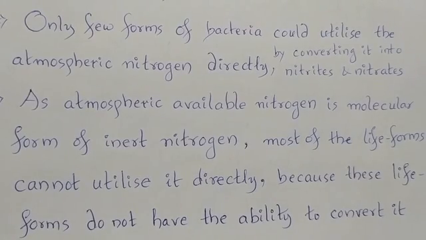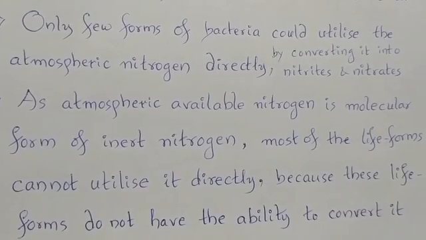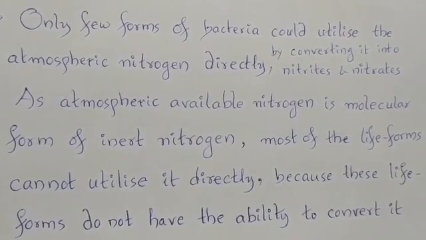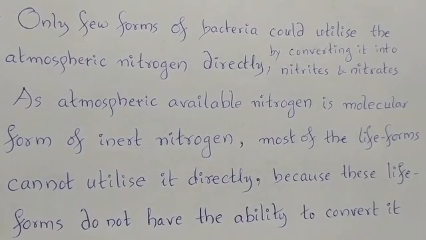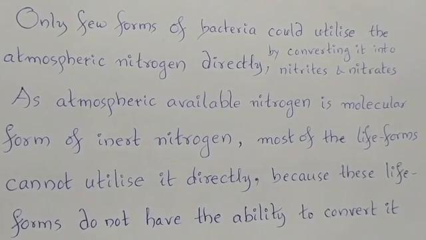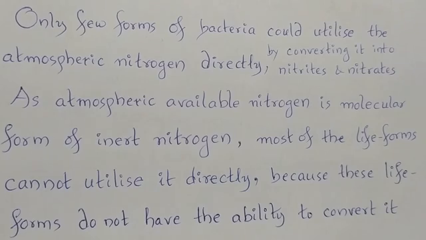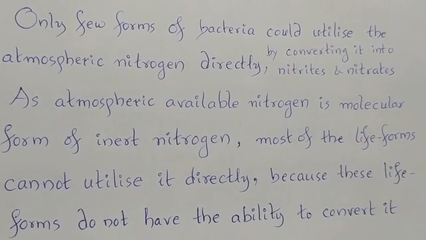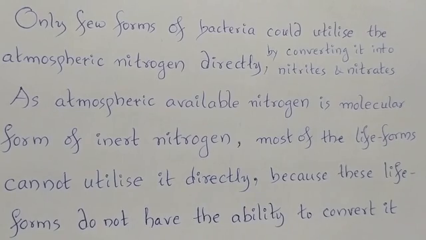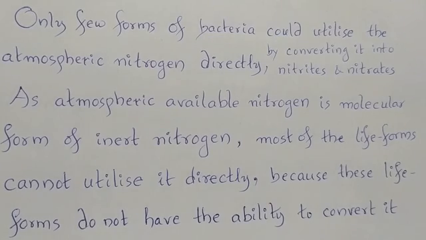Only a few forms of bacteria can utilize atmospheric nitrogen, because they have the ability to convert the molecular form of nitrogen into nitrates and nitrites. Nitrates and nitrites are the utilizable form of nitrogen.